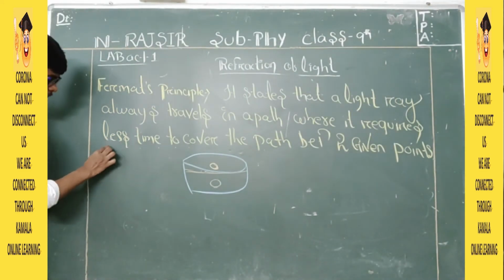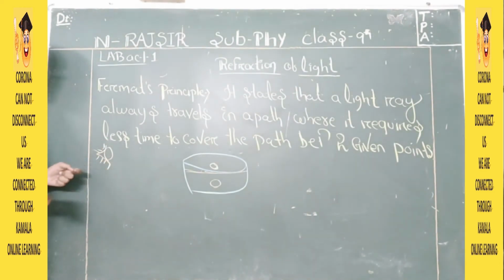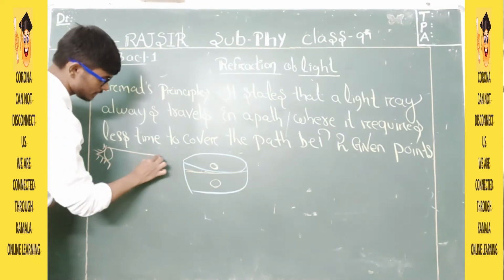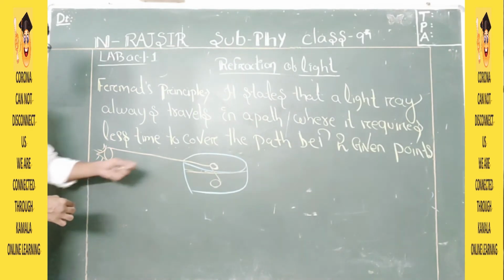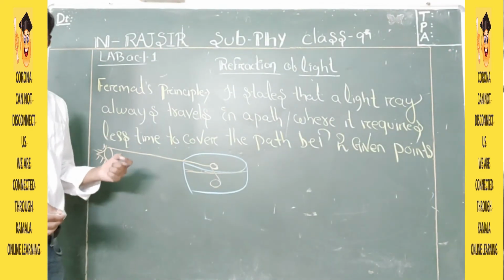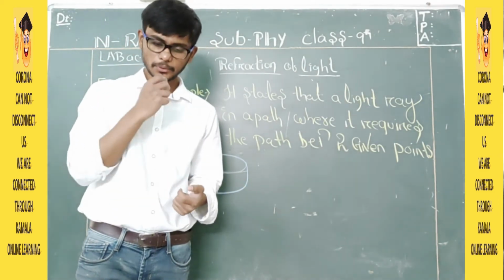From where are you looking? You are observing from here. At first you cannot see this, because the actual position was like this, no? But now you can see this. Why? Because light wanted to cover the shortest possible path which is possible in it.